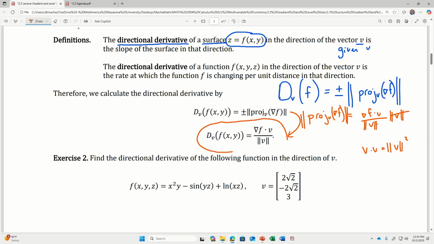And so what I'm circling right now, that's probably what you want to use to actually calculate the directional derivative. Just wanted to show you how you come up with this formula. But if I were going to sit down and calculate a directional derivative, I would find the gradient vector first. I would dot product with the v vector, with v pointing in the direction I care about, and then divide by the norm of v.